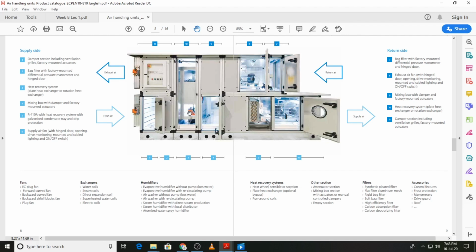You will look at the function of a heat recovery wheel or a heat recovery heat exchanger in the video. So the air that comes in from outside is mixed with the recirculated air in the mixing box, and then that air passes through the coils. You can have a heating coil or a cooling coil. You can have more than one coil depending on the requirement of the air which is sent to the conditioned space.